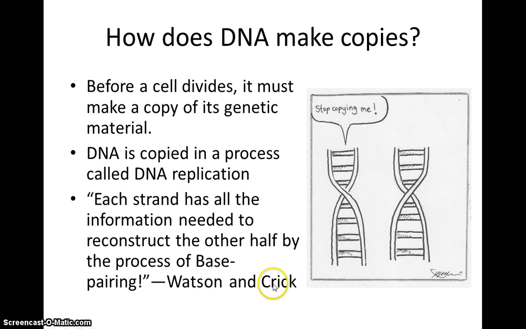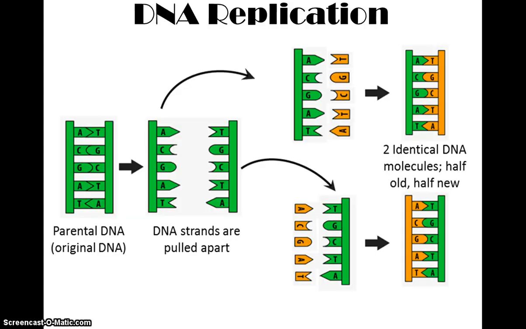Watson and Crick, the two guys that discovered the structure of DNA, it's such a huge finding back in the day. But this is a quote from them saying, each strand has all the information needed to reconstruct the other half by the process of base pairing. And you've already learned about base pairing or complementary bases. A always goes with T, C always goes with G. So if you know one side of the DNA, it's easy to make the other side because you just do the base pairs. So it's a really awesome, efficient process because each strand has all the information needed to make the other strand, and you'll see this come into play.